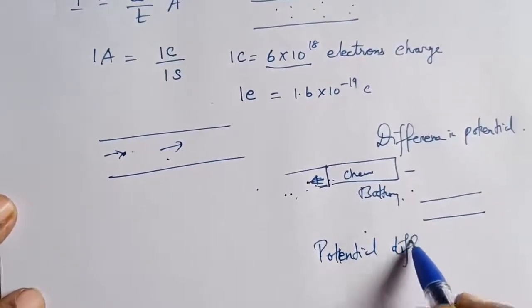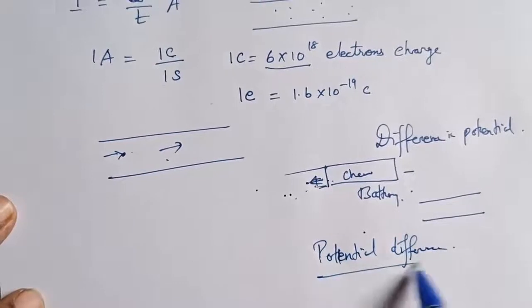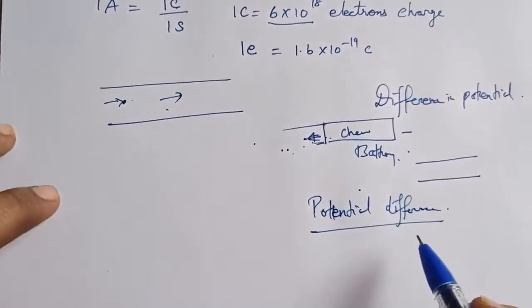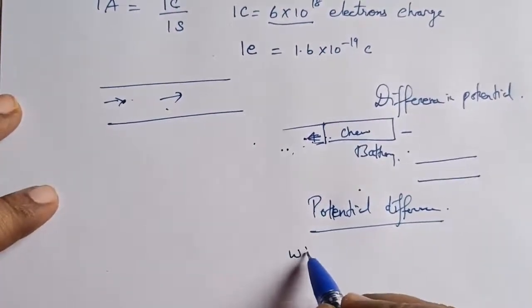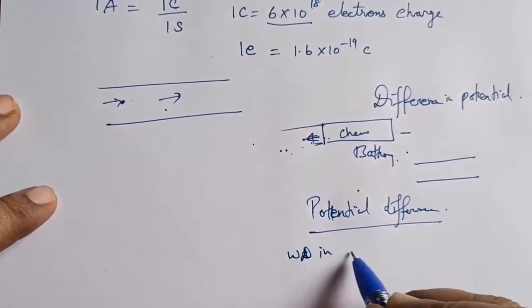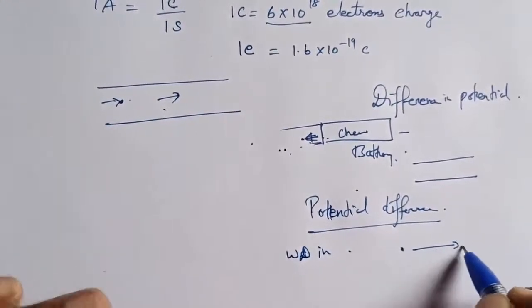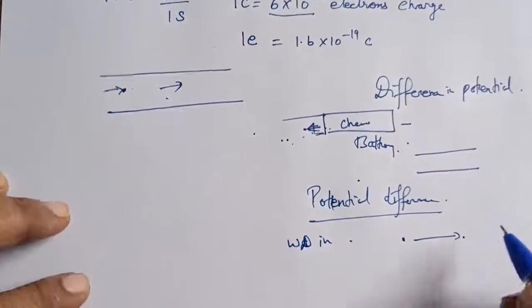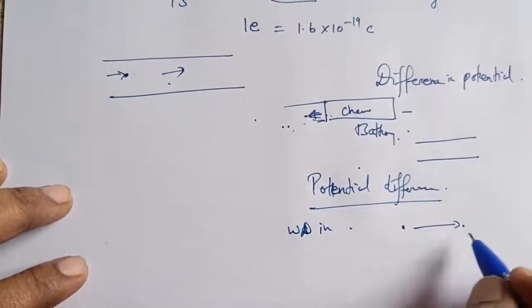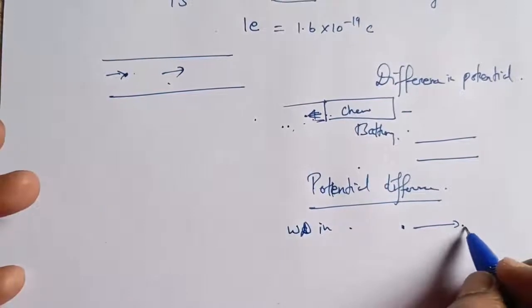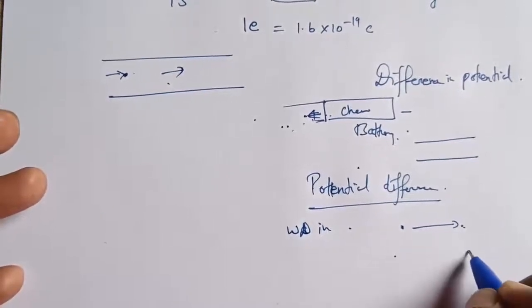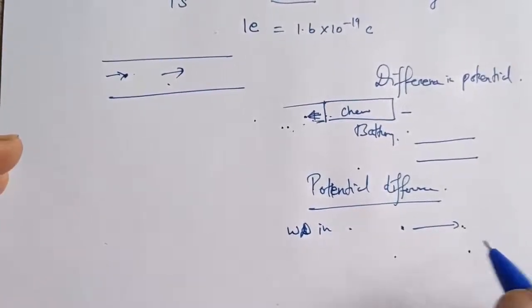Potential difference means what? The work done in bringing a unit positive charge from infinity to a particular point, or from one particular point to another particular point. That is the potential difference.